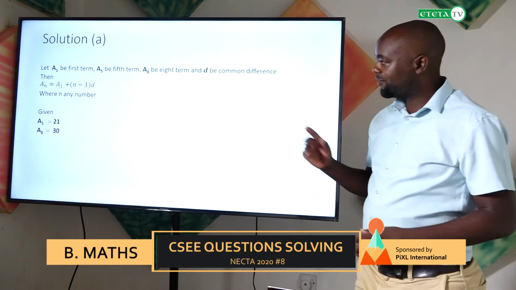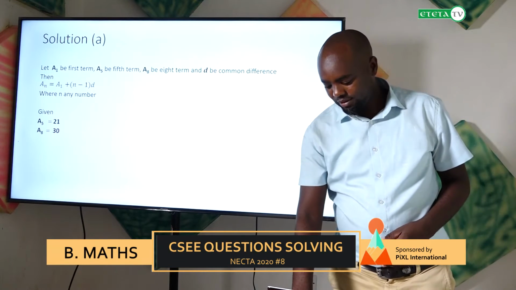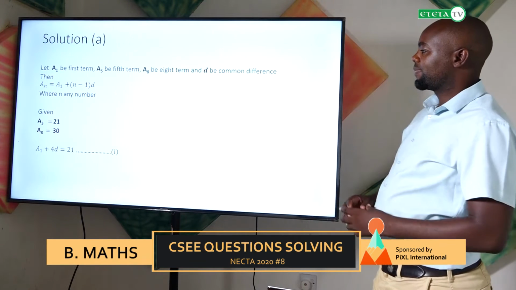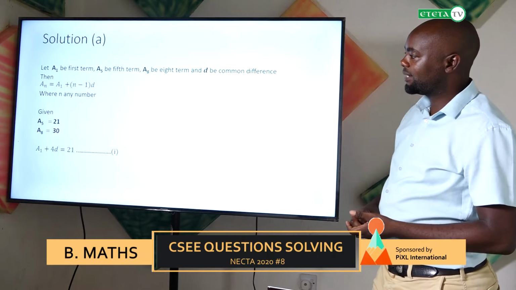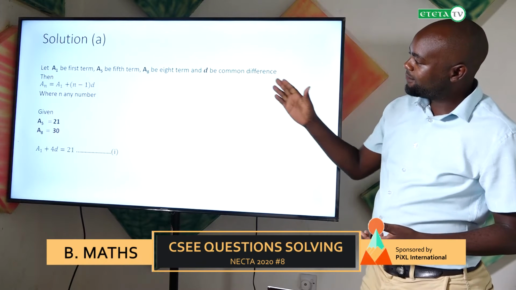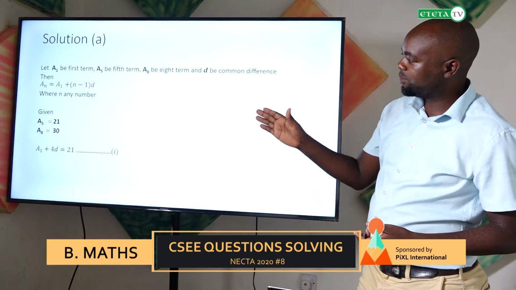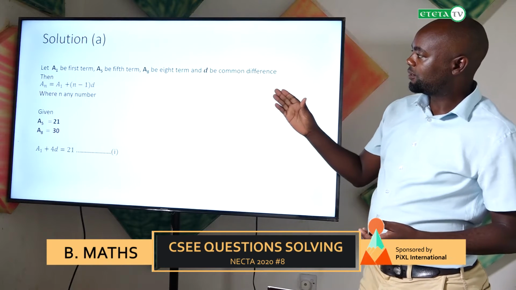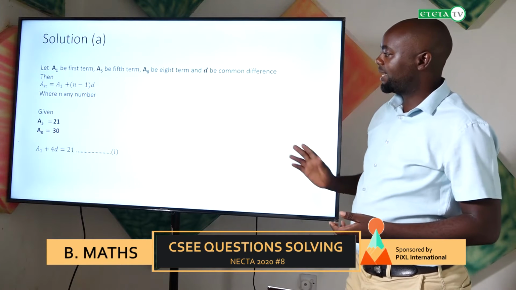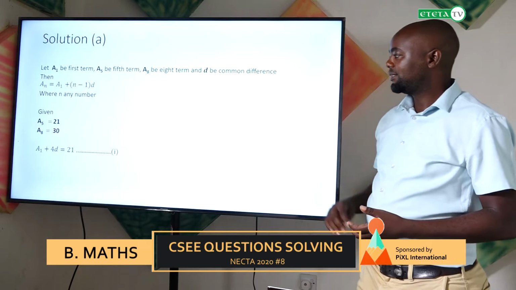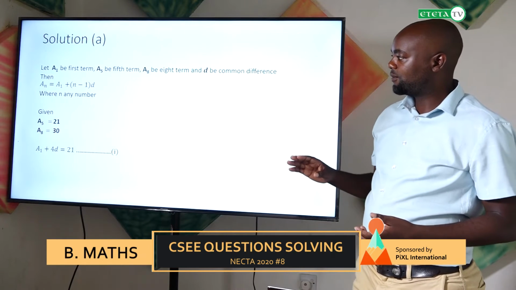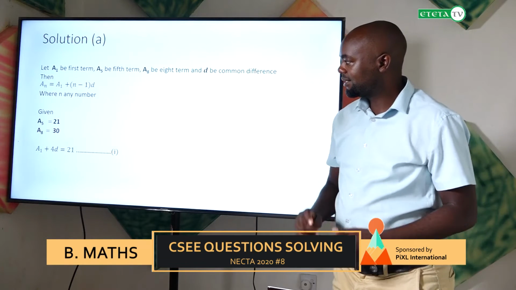For the case of A5, instead of N, we have A1. When you take N minus 1, since N is equal to 5, 5 minus 1 is equal to 4, that's why we have 4D there. And the value of A5 is given, which is 21.